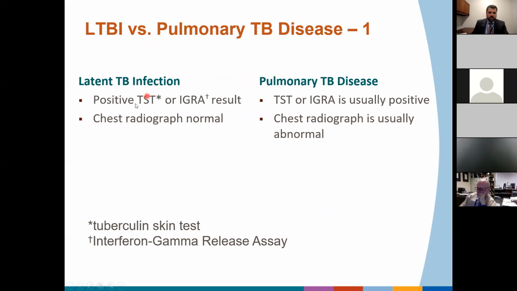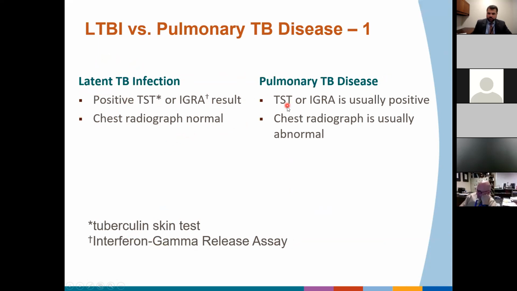So latent TB infection: positive TST, this is a tuberculin skin test, or IGRA, this is an interferon gamma release assay result. So latent TB is essentially defined as having a positive test for TB and being exposed to TB in the past, but their body is taking care of it. Their chest x-ray is normal, and they don't have any symptoms.